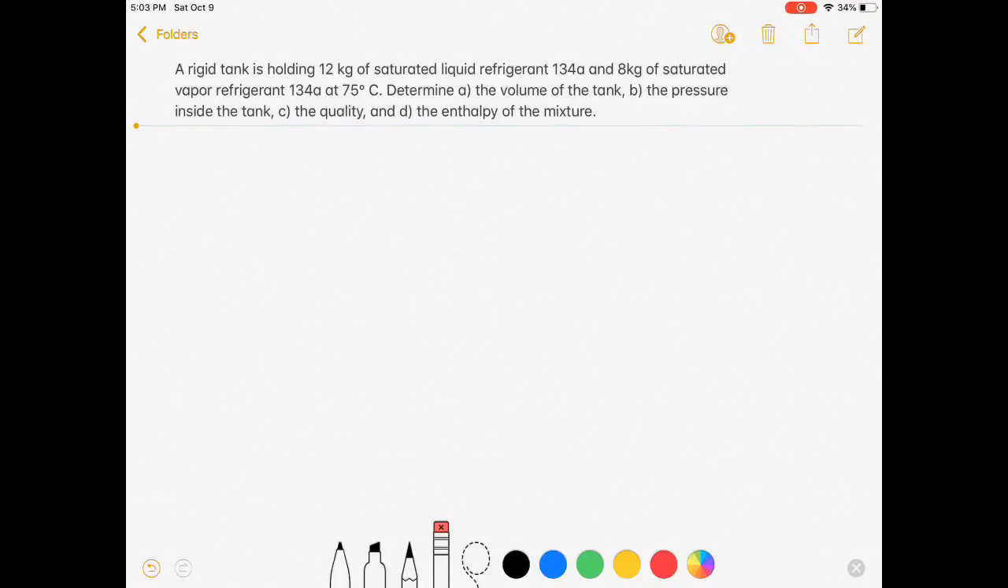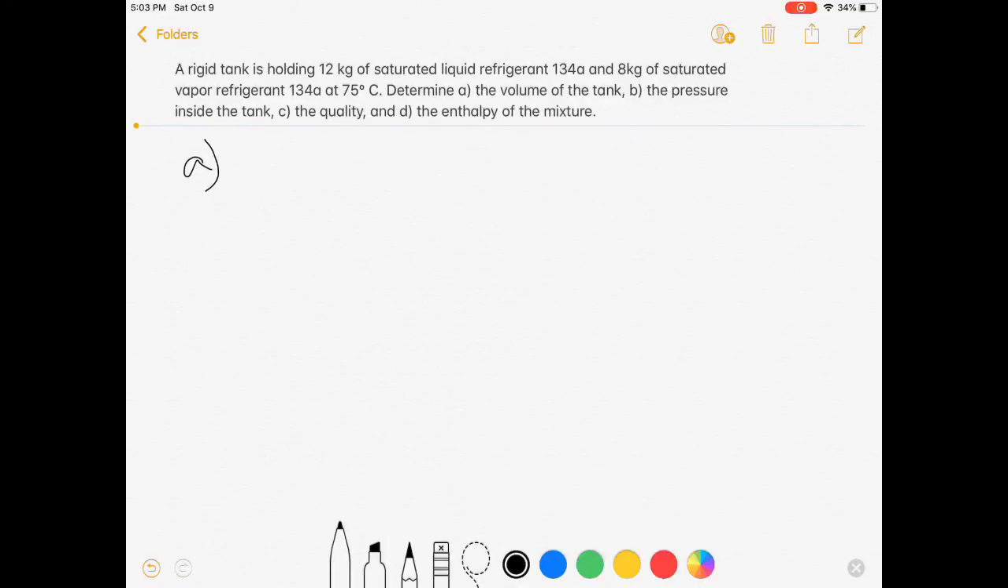Okay, this is my original problem for chapter 3. A rigid tank is holding 12 kilograms of saturated liquid refrigerant 134A and 8 kilograms of saturated vapor refrigerant 134A at 75 degrees Celsius. Determine the volume of the tank.